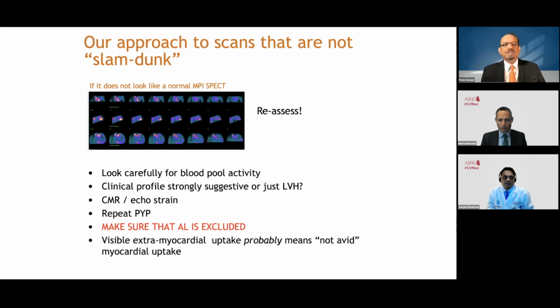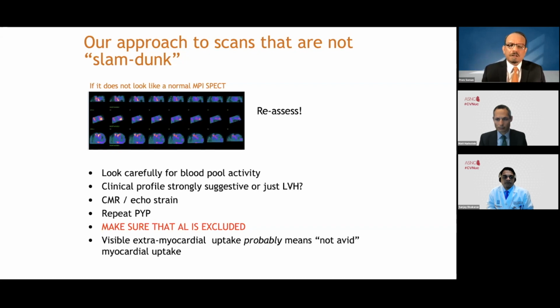Now, I will also say that SPECT imaging is based on the relative intensity of the tracer. So it is my belief that when you see a lot of extramyocardial uptake, it probably means that there is not avid myocardial uptake. Usually when you see a lot of blood pool uptake, that also means that there is not enough uptake in the myocardium to suppress the extracardiac uptake.